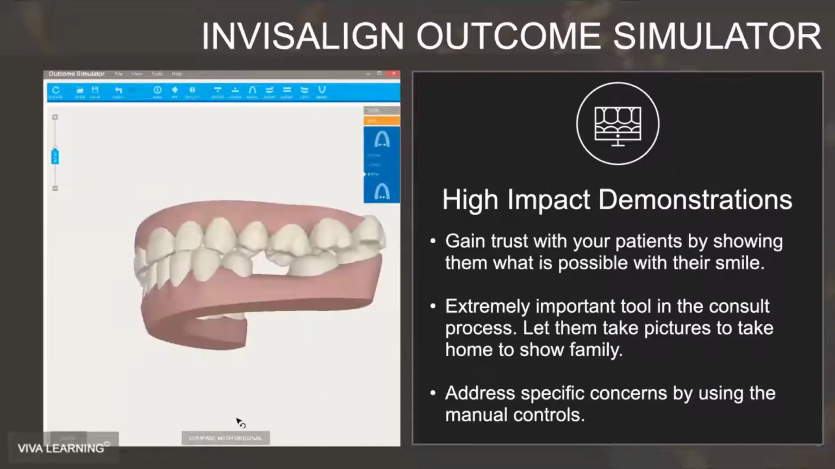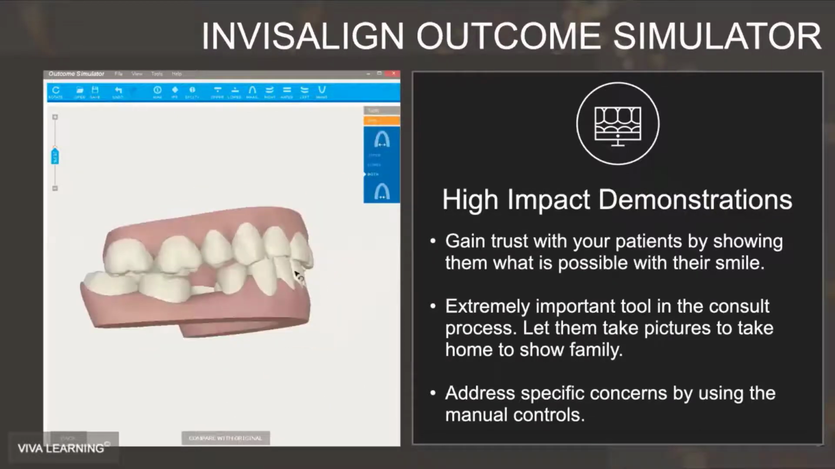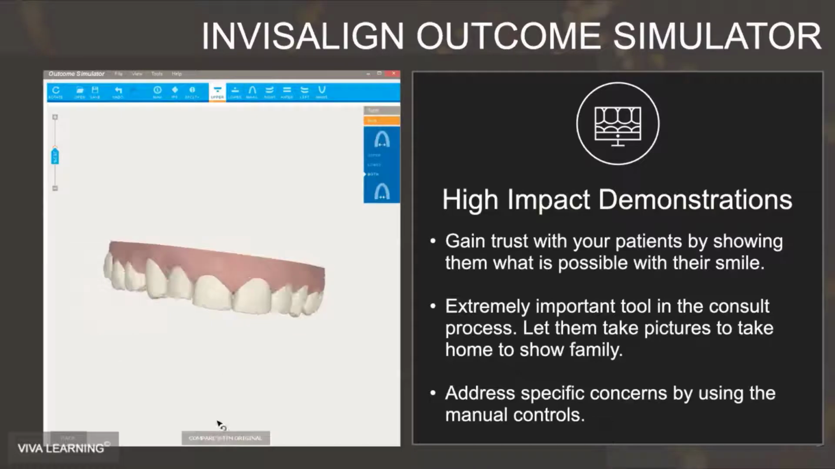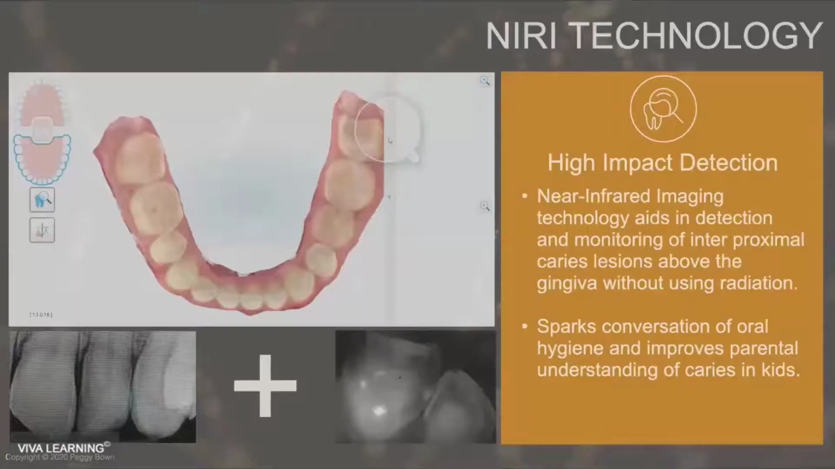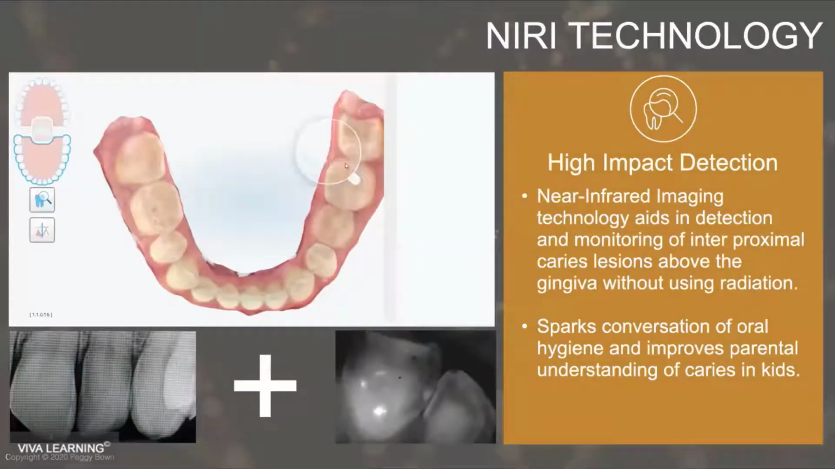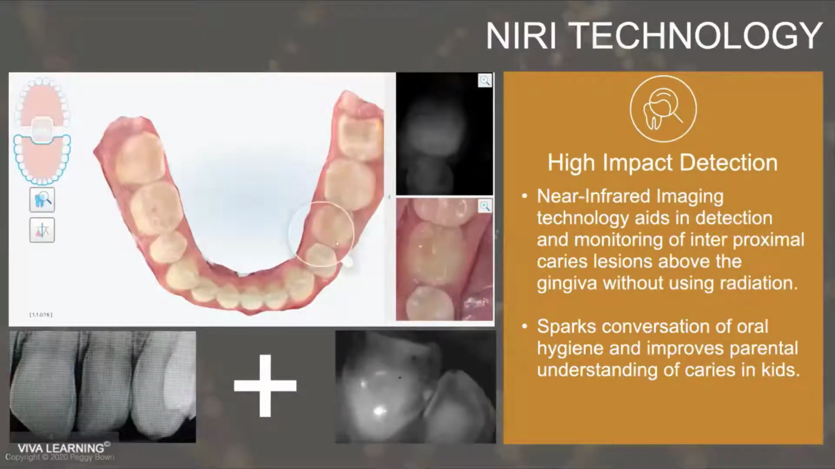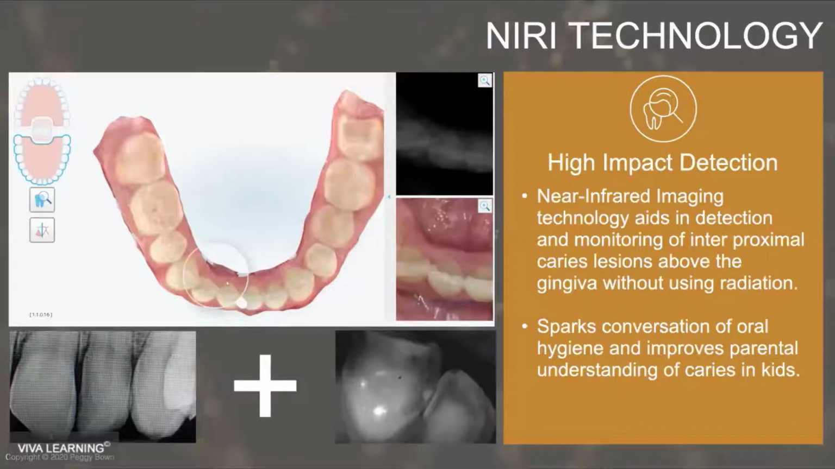So it allows me to adjust the outcome simulator, but also I can address any specific concerns that they have. And again, show them what's possible. That's so key. The fourth one is the NIRI. Now, again, you see here, if any of you have already had a chance to see this, it's absolutely incredible.